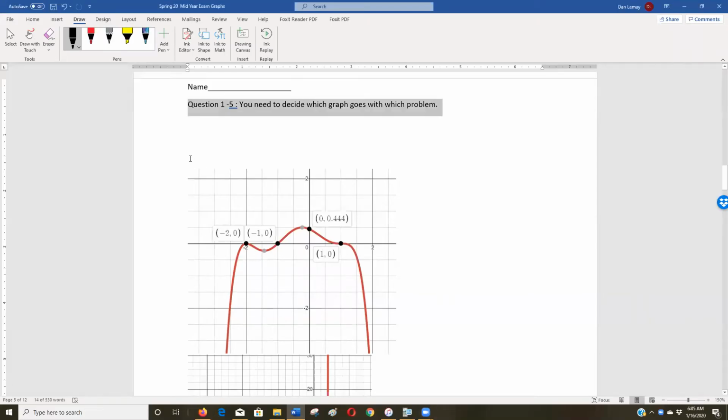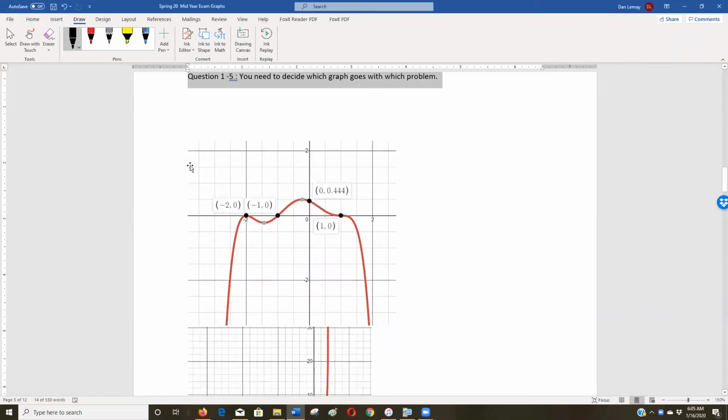Okay, so for the second version of the test, I'm seeing a polynomial first off. I see it opens down, so I know the leading coefficient will be negative here. And what else do I see here? There's a 0 at x equals -2. I also see it bounces, so it's a double 0.